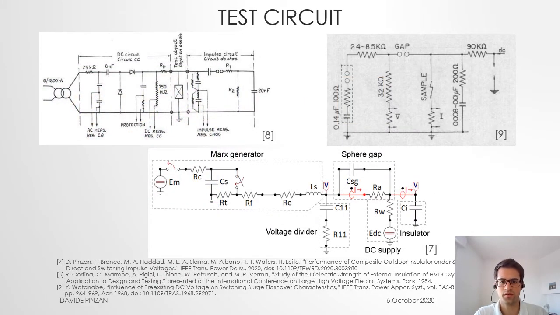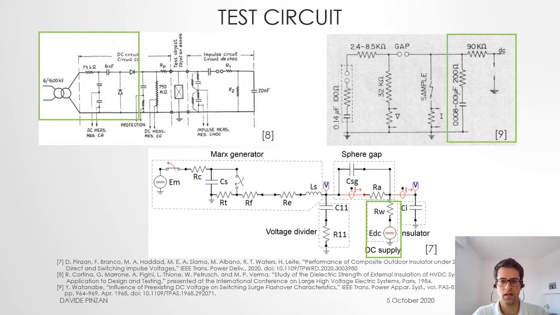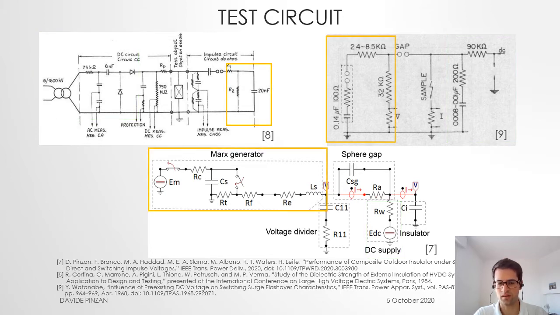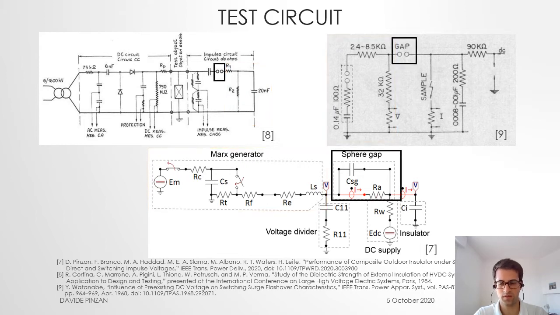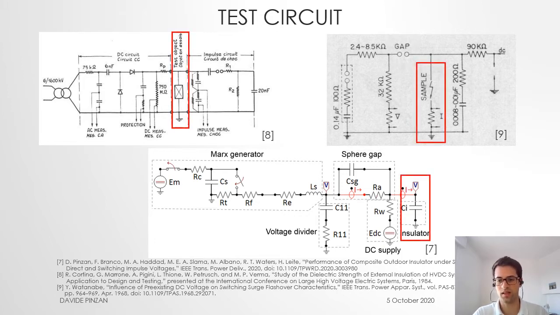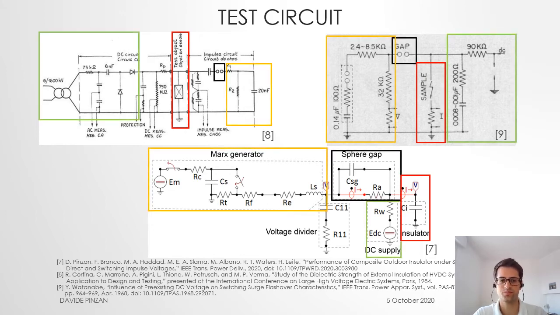On the upper figures, we can see what were the past configurations for this type of test. And on the bottom, the one which was used for this study. In common, they have the following items. First of all, a DC supply, then a Marx generator for the generation of the switching impulse, a sphere gap to insulate the two sides of the circuit, and the test object, in this case, the insulator.